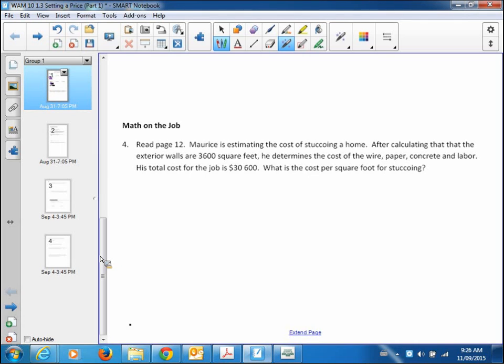pricing. Maurice is estimating the cost of stucco in a home. After calculating that the exterior walls are 3,600 square feet, he determines the cost of the wire, paper, concrete, and labor. Huge job. A lot of money. If it was my pocketbook. $30,600 is the cost. What is the cost, though, per square foot for stuccoing? That's for 1 square foot. How much would it cost on average here?